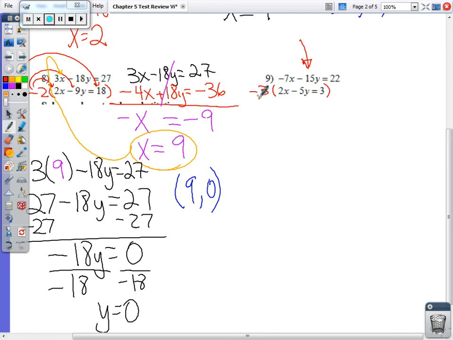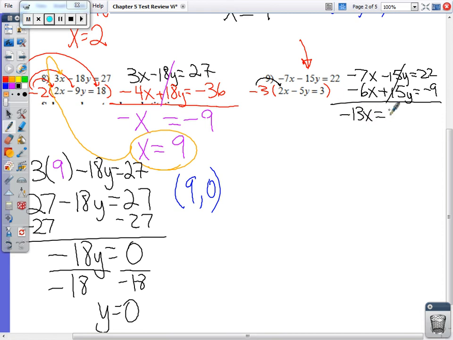So we carry over the top. We have negative 7x minus 15y equals 22. And here we have negative 6x because it's negative 3 times 2x. We're going to distribute it, plus 15y, and that's going to equal negative 9. This way we can eliminate the y's. We have negative 13x equals 13, so x equals negative 1.